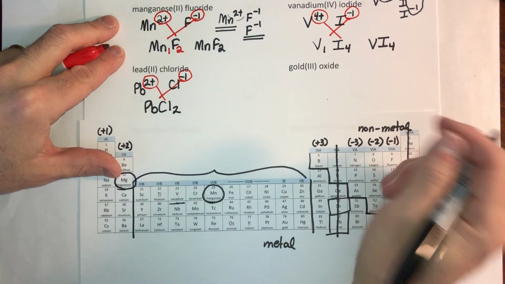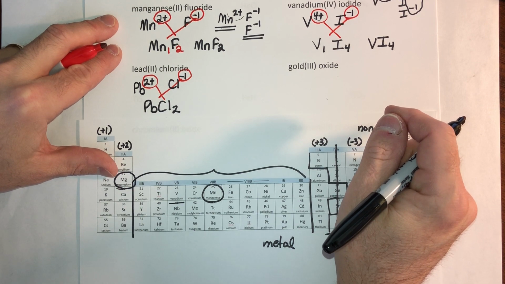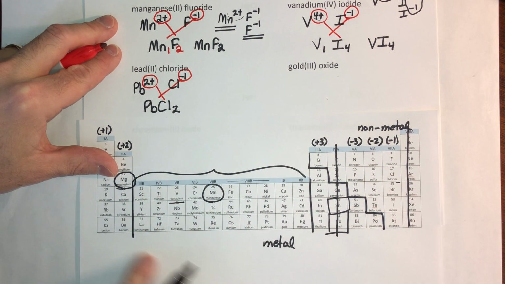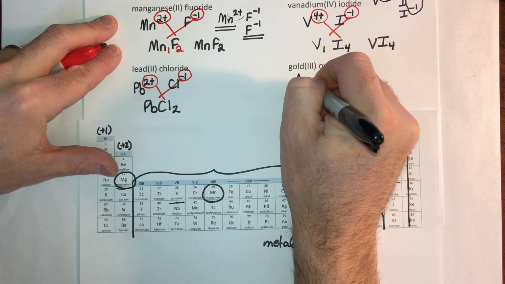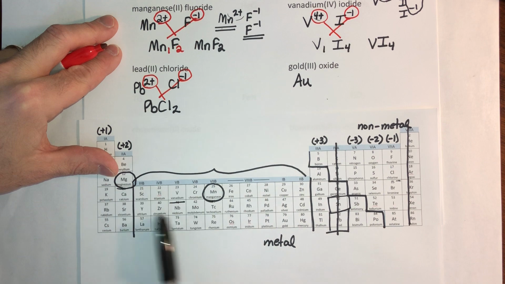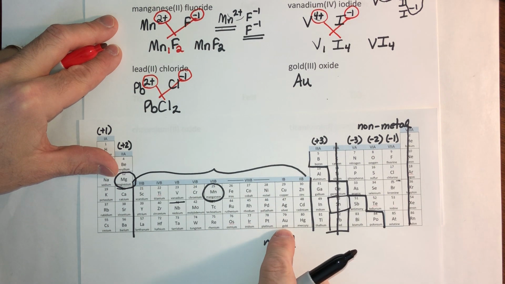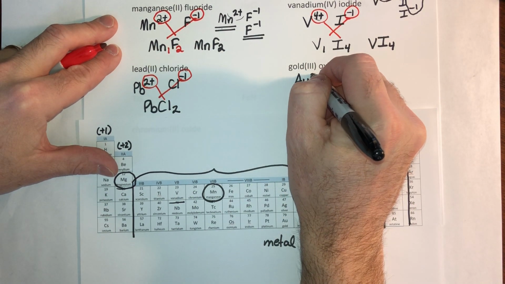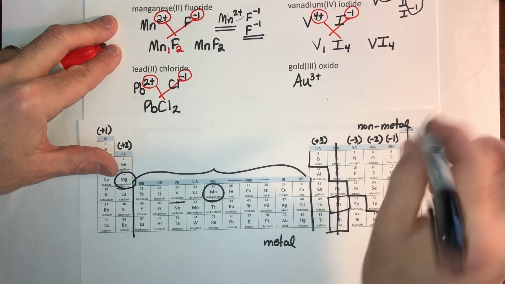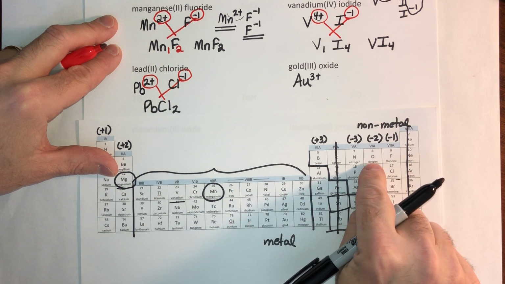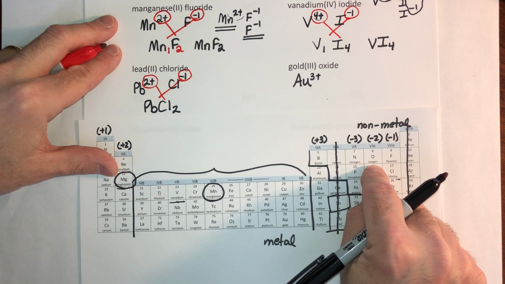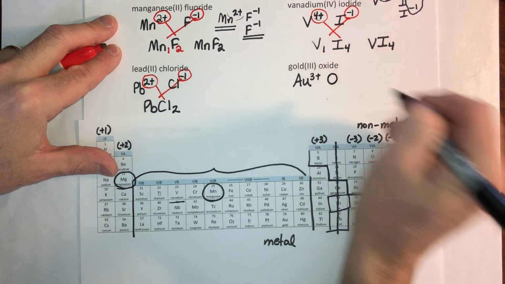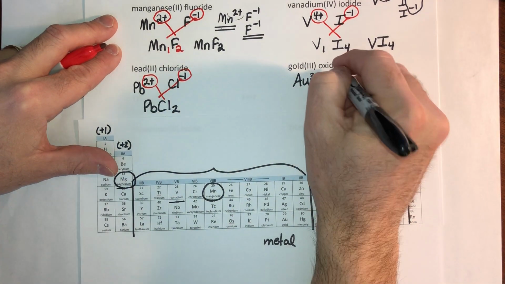All right, let's talk about gold 3 oxide. If you go looking for gold, gold is right here, Au. It is a transition metal, and therefore it has Roman numerals, and the Roman numerals tell you what the charge is. So the charge on this gold is going to be a gold 3+. Oxygen's a nonmetal. The minute that you give it a charge, it changes from being an oxygen to an oxide. So my oxide would have a charge of -2.